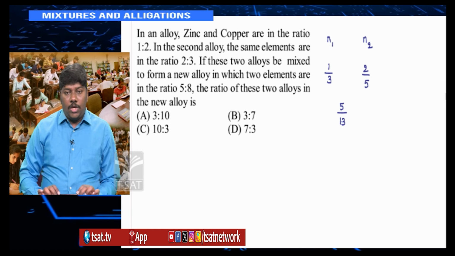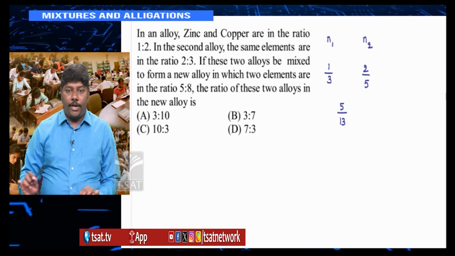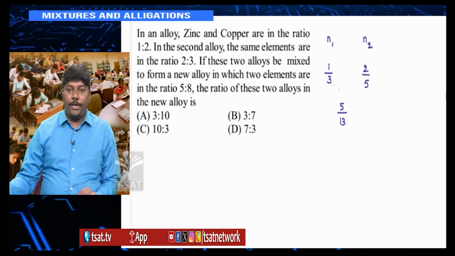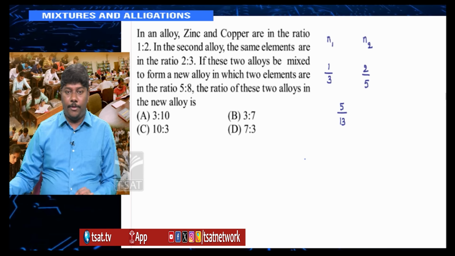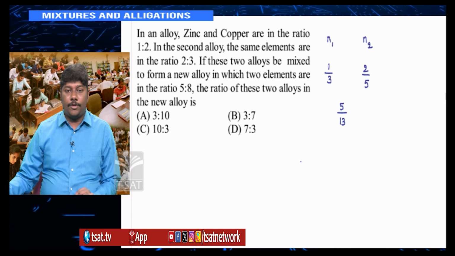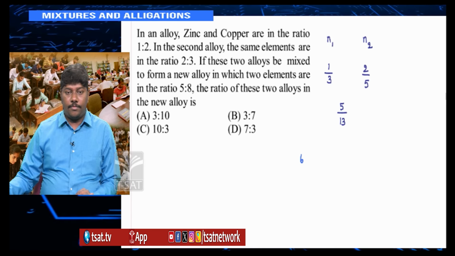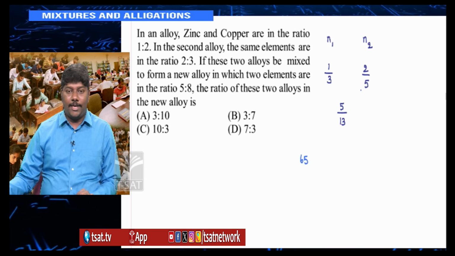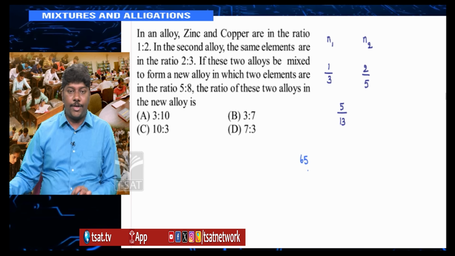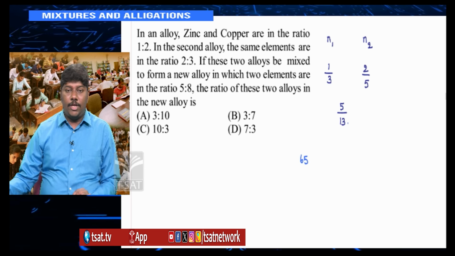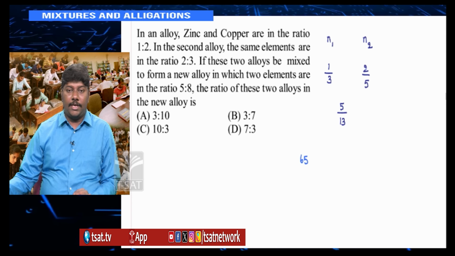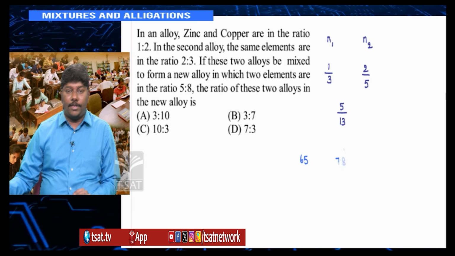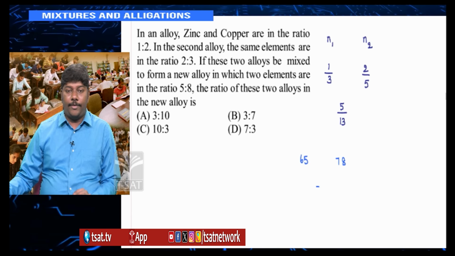You can multiply everything with 3 into 5 into 13. Instead of solving it in fractions, I can solve it in values. 3 cancels, so 5 into 13, 65. I am multiplying everything with what? 3 into 5 into 13. So 13 into 5 will be left out, it will be 65. In the second case, 3 into 13, 39 will be left out, so 39 into 2 is 78. Here only 3 into 5, 15, therefore it is 75.